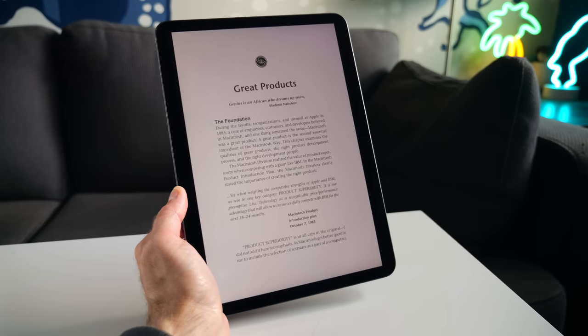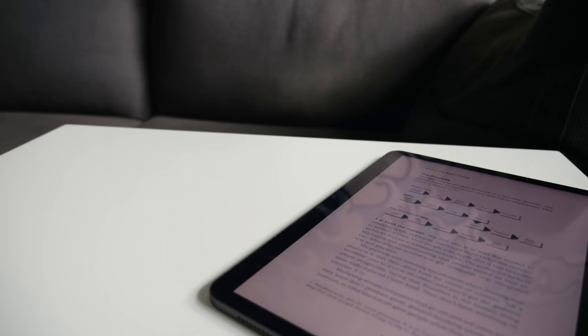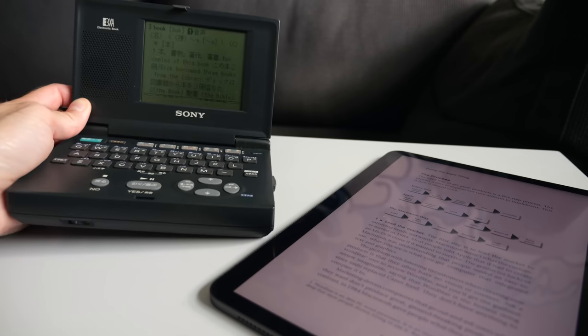eBooks have been a natural progression of the media we consume going digital. But in the early 90s, they were unheard of. Until Sony got involved.